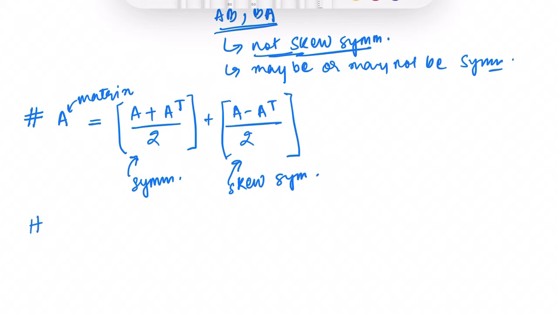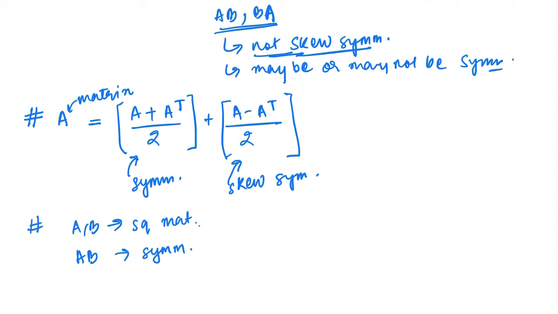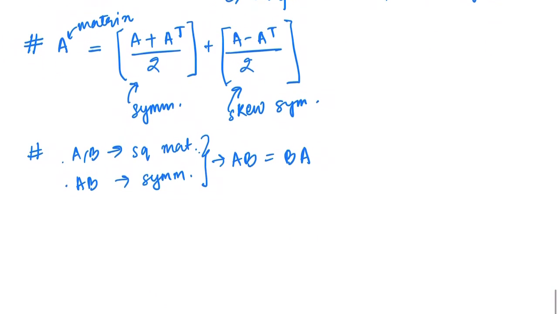Another note: if A and B are two square matrices, and when you found A into B, it also came out symmetric, then if these two conditions are met, we can write that AB is equal to B into A.